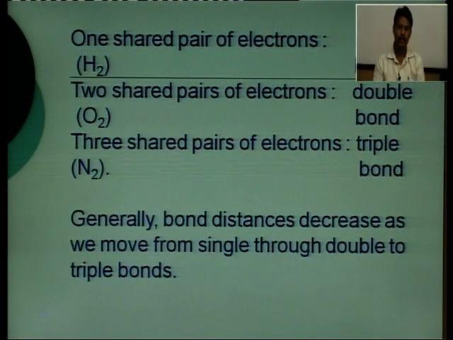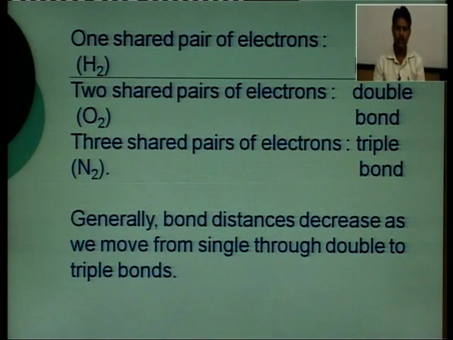One shared pair of electrons is a single bond, the example is the hydrogen molecule. Two shared pairs of electrons is a double bond, the example is the oxygen molecule. Three shared pairs of electrons is a triple bond, the example is nitrogen. So, there is a triple bond between two nitrogen atoms.